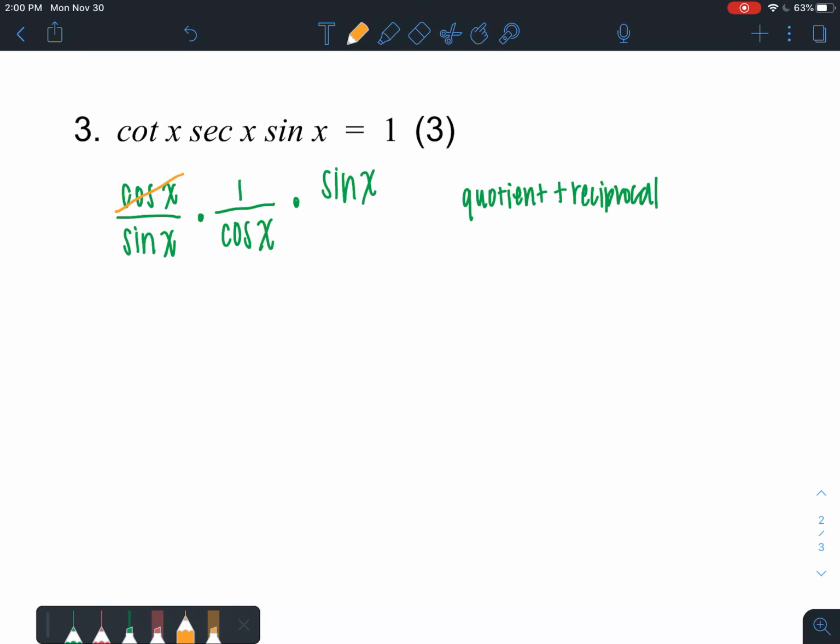All right, so then cosine cancels with cosine, sine cancels with sine, so that's 1 over 1, and that is equal to 1 when we multiply straight across. So that was just multiplication and simplification. Okay, so then we're done.